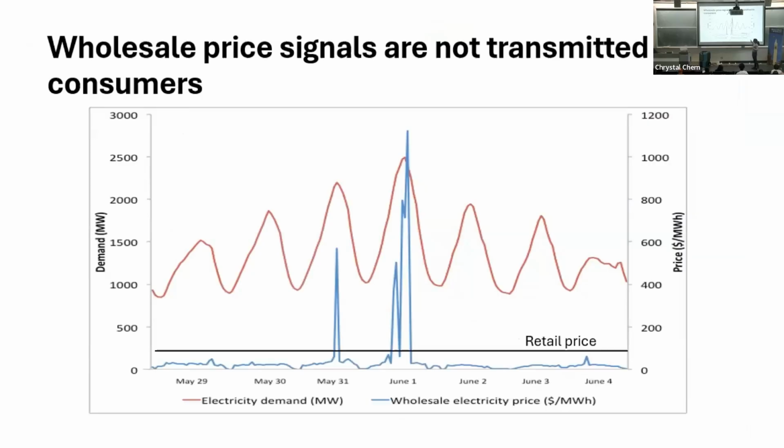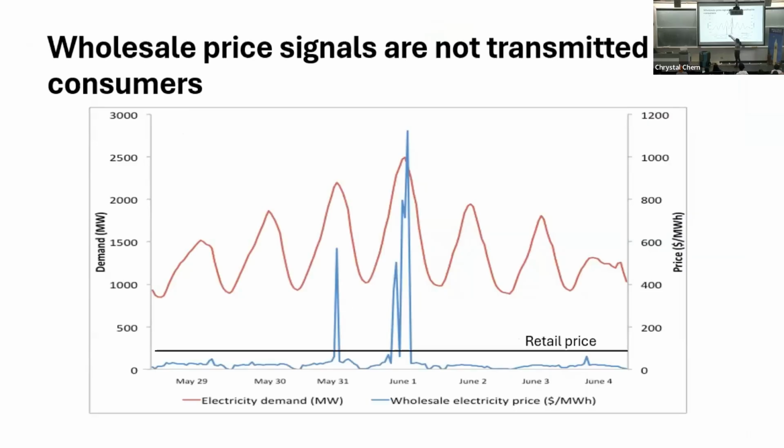Your electricity price, at least until very recently, doesn't move. This picture is somewhat older data, but the red is your electricity demand going up and down. We get up in the morning, we go to sleep. This blue line here is that wholesale price that I was talking about, the supply and demand intersection.